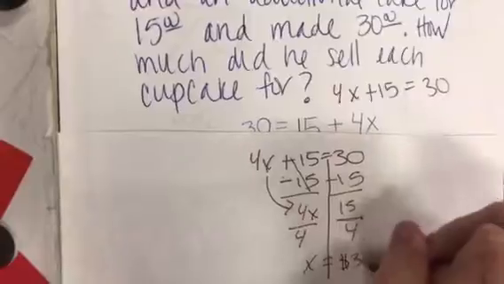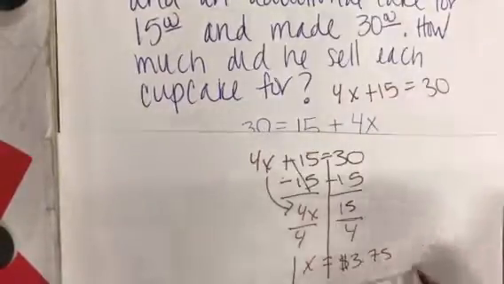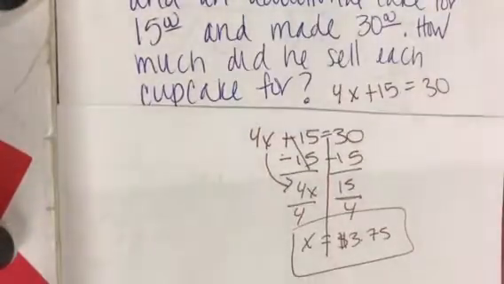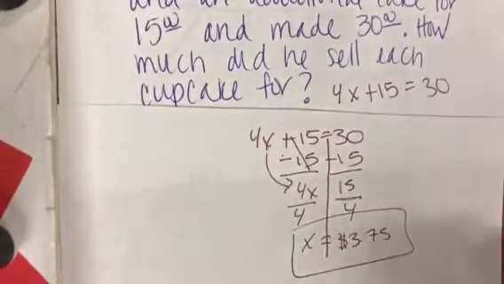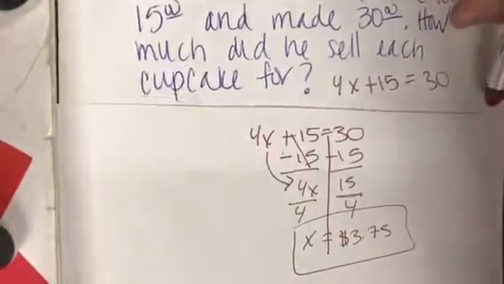You was right. $3.75 per cupcake. That's kind of expensive for cupcakes. That is expensive. They must be really good cupcakes. They're those gourmet ones. Ooh, gourmet cupcakes. Yeah. So that's how we set up and solve an equation.